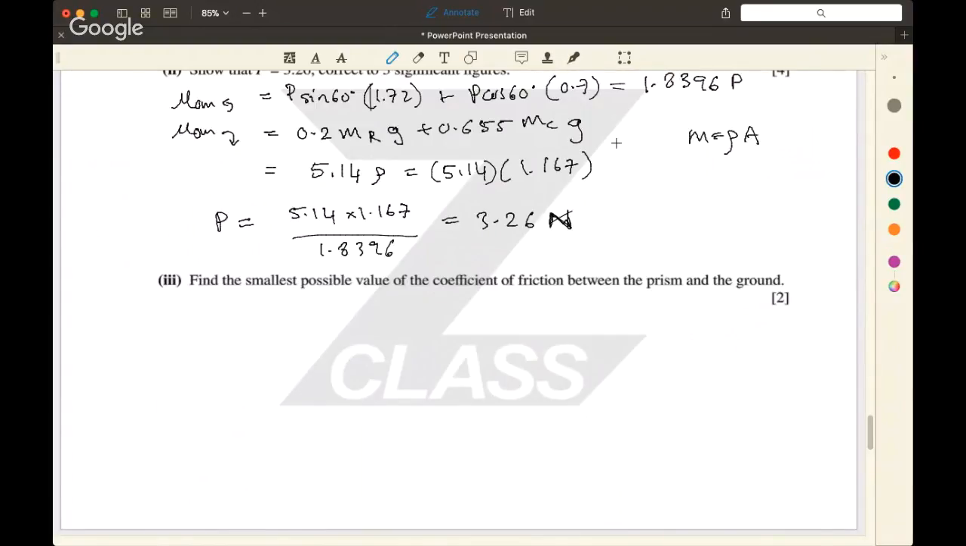Right. Last sub question. Find the smallest value of the coefficient of friction between the prism and the ground. Well, this is actually much easier. So firstly, we have to balance horizontally. So this is about slipping versus toppling. Moments are about whether something's about to topple, as in rotate around a point, whereas the coefficient of friction is stopping it from slipping on the ground and moving around.